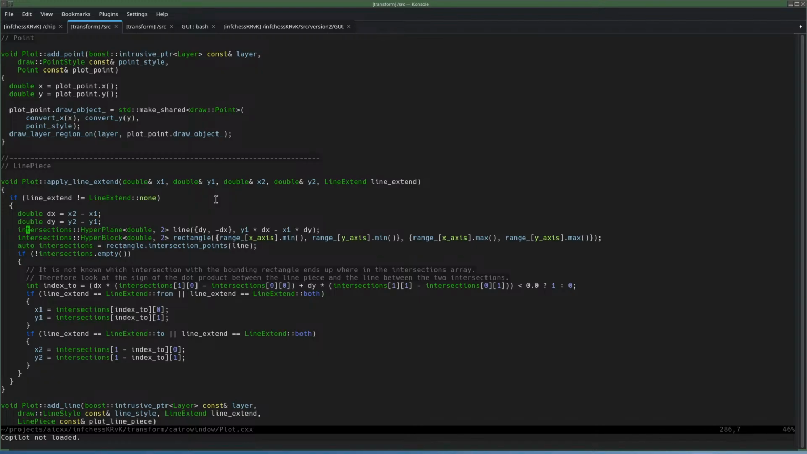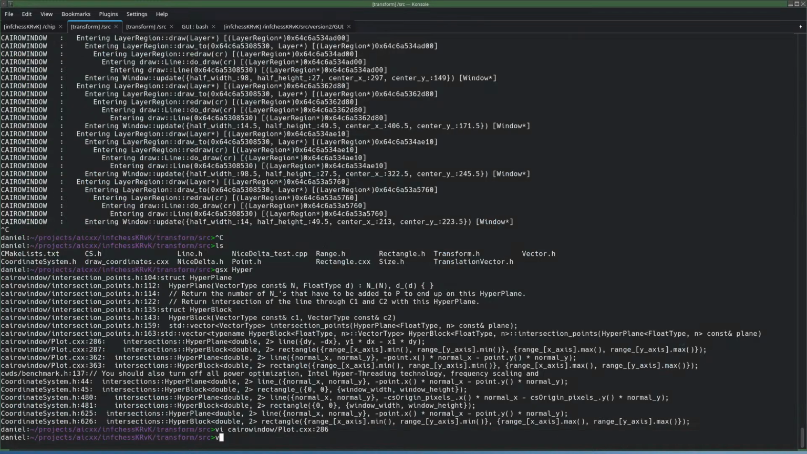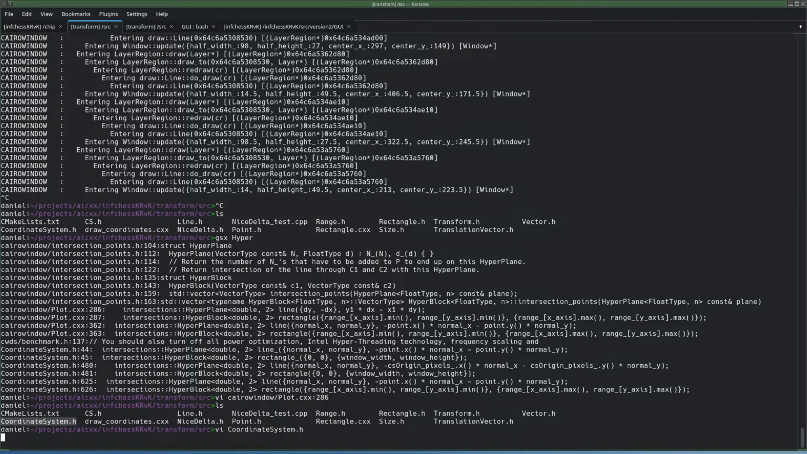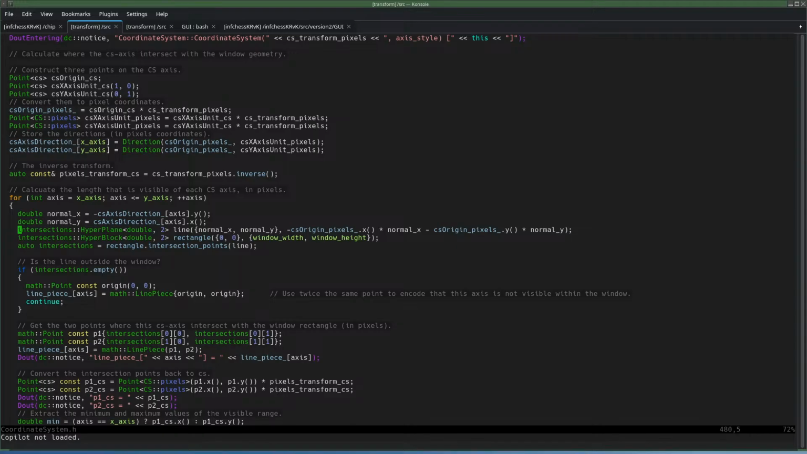Line extent, that's not where I wanted to look. No, it should be in here. Coordinate system. No. There's the normal.